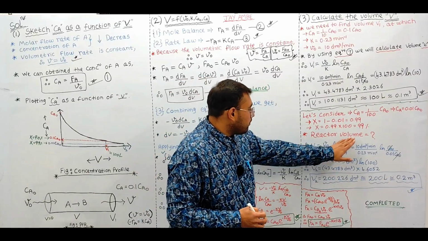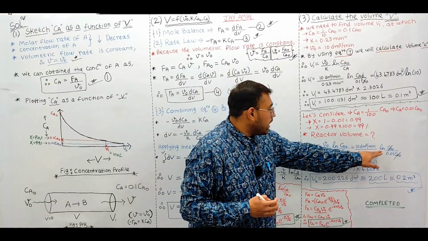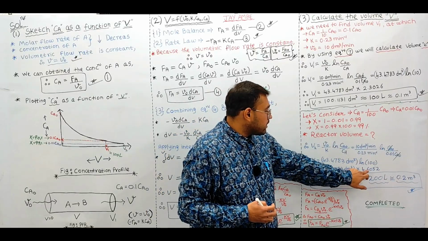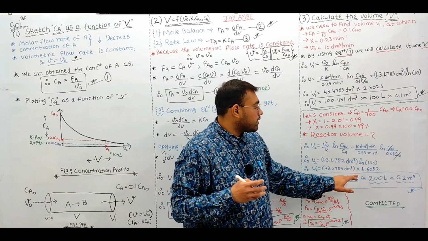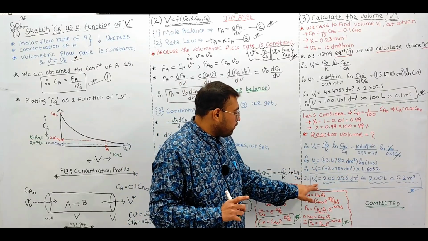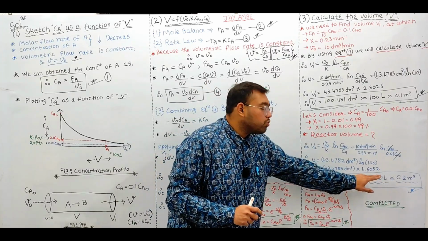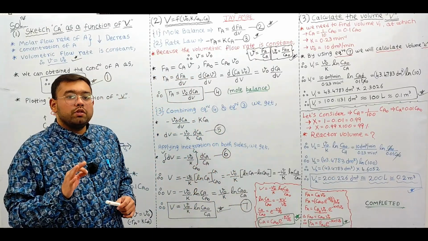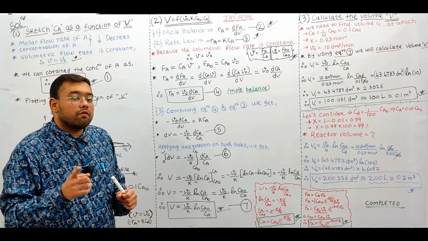So Ca naught will be cancelled off from the numerator and denominator. After solving this part, we'll get 43.4783 cubic decimeter, and ln of 1 by 0.01 is ln of 100, which gives 4.6052. So 43.4783 cubic decimeter into 4.6052 gives the final volume V2 equal to 200.226 cubic decimeter, which is equivalent to 200 liters. In order to achieve 99% conversion, we require 200 liters of volume.